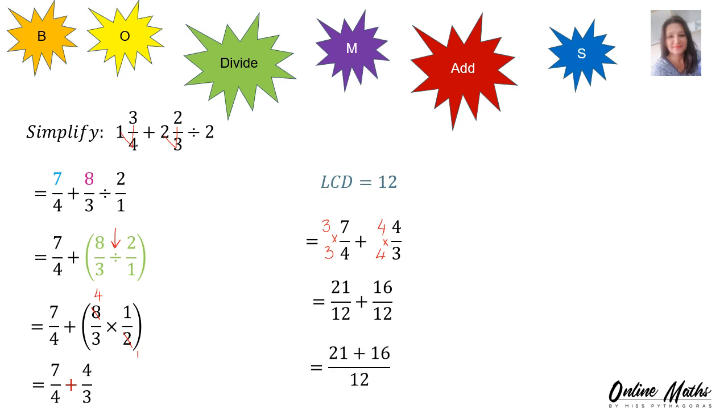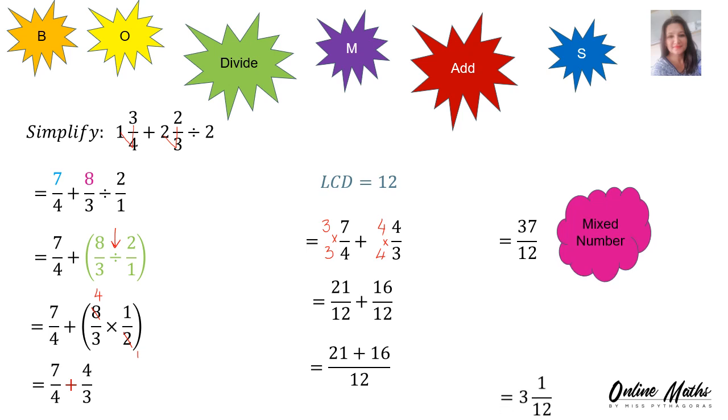Now I can add 21 plus 16 over 12 gives me 37 over 12. And then that improper fraction, as a mixed number, I can say 12 goes into 37, 3 and 1 over 12.